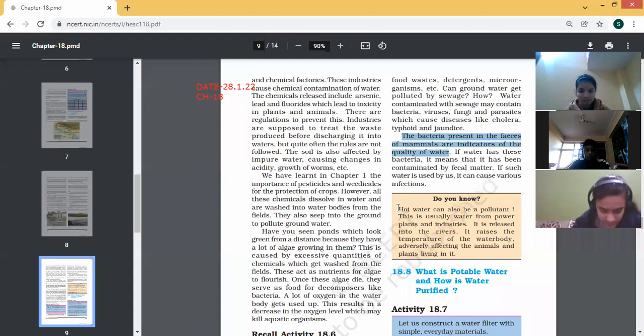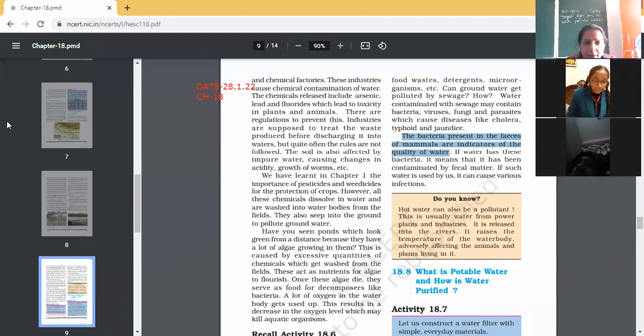And one thing more, children, you must have seen that stream water and river water is not hot water. Hot water can also be a pollutant. Yes, this is also a pollutant because the wastewater which is released from the power plants and industries is released into the rivers. What happens then? The temperature of the river increases, and that also has a worst effect on the animals and the plants. So yes, hot water can also be a pollutant.